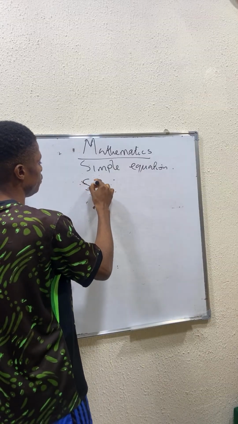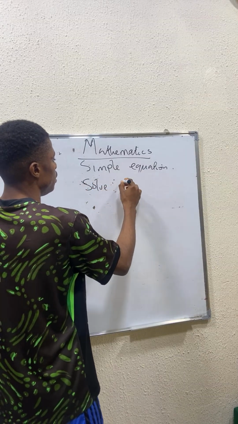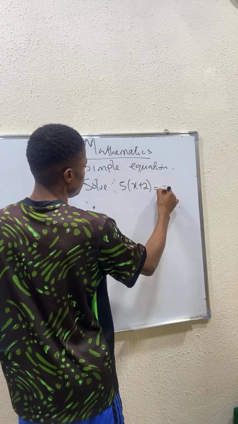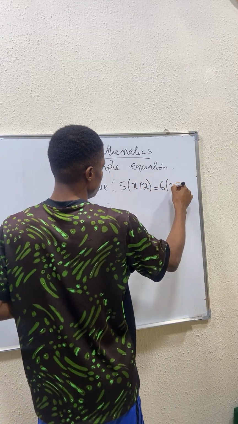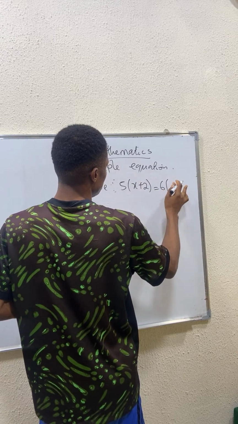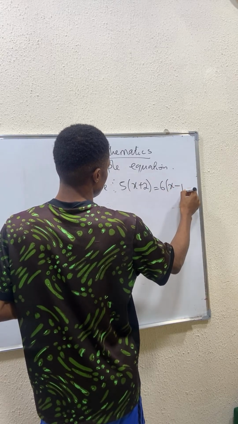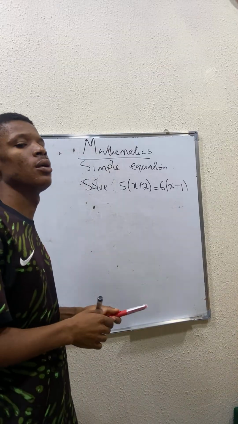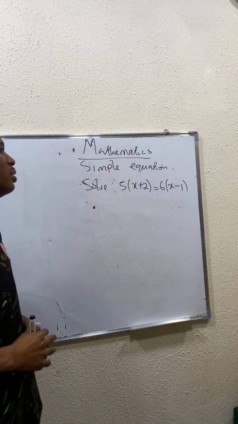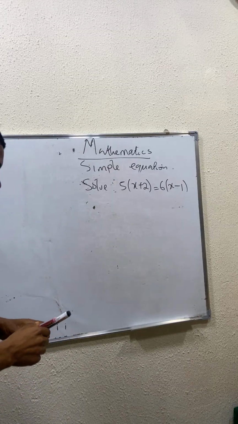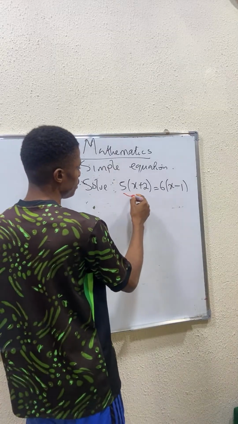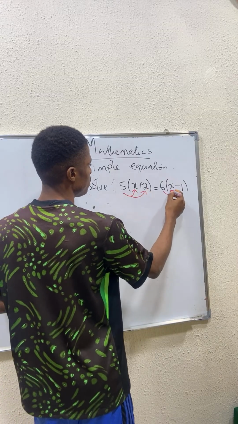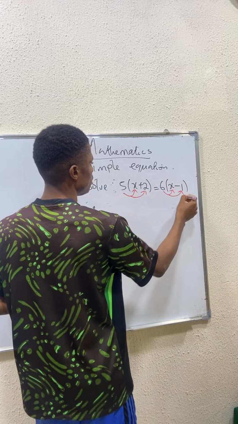Okay, so let's solve 5 into x plus 2 is equal to 6 into 2 into x minus 1. For us to solve this one is very simple. As I told you, we have to open the bracket, and to open the bracket we use the number outside to multiply each term in the bracket.